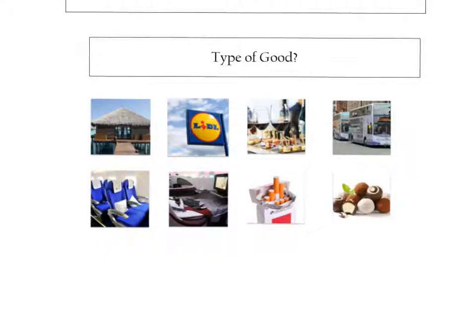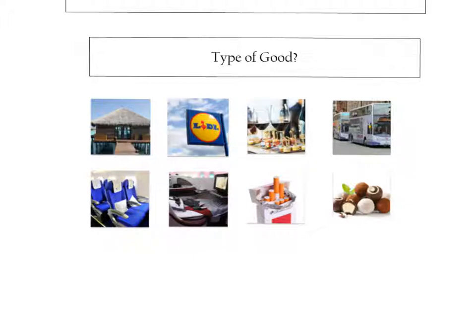Now, if we consider these types of goods below, before we do the calculation, we can already make some assumptions. So if we think about, for example, this holiday, which looks like it's in the Maldives, we'd probably consider the Maldives as a luxury service. So what we'd expect is that if our income goes up, then the demand for this type of holiday would also go up. But obviously we'd need the data and we'd need to calculate it.